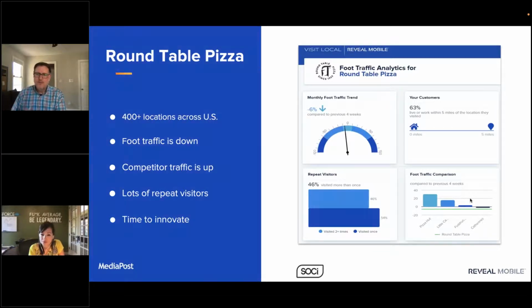Worst of all, you can see that their closest competitors, Pizza Hut and Little Caesars, are killing it with foot traffic in the bottom right-hand corner. Almost 30% lift for Pizza Hut in foot traffic over the previous 4 weeks. Little Caesars is seeing about 18%. And Roundtable, well, they're down 6. They're that green bar below the 0, right? So they've got a problem and they've got to innovate. They've got a couple of business issues to go fix.